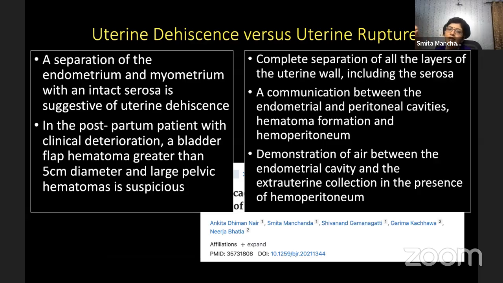And scar rupture cannot be managed conservatively. Then they have to open up the patient. So demonstration of air between the cavity and the extrauterine collection in the presence of peritoneal fluid would be suggestive of a scar rupture, which is definitely a surgical emergency.